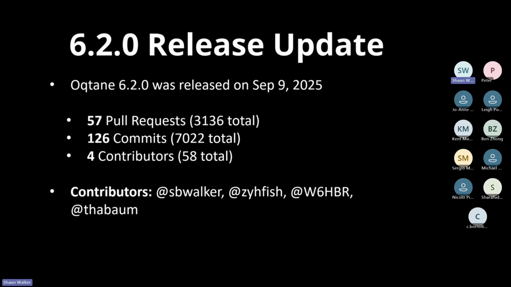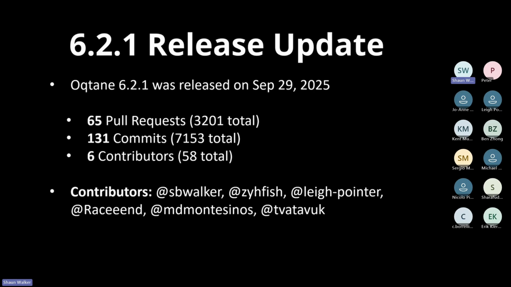After that release, of course, work continued on. Some of the enhancements that had been introduced in 6.2 needed further refinement. There are always things that need to be done with an open source project. And so 6.2.1 was released earlier this week on September the 29th. That was on Monday. That release had 65 pull requests, 131 commits, and there were 6 different folks that contributed various aspects to that release. Those folks are listed on this slide as well.